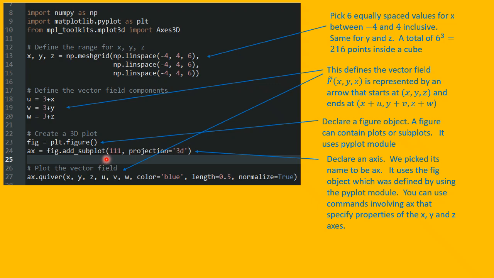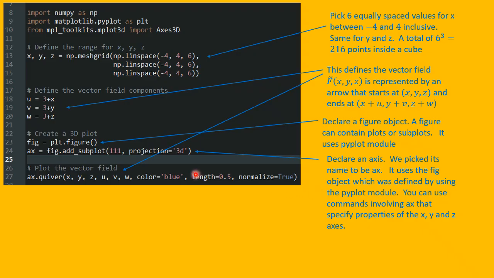So then, after we do all this, we're going to plot the vector field by using a vector function, which is actually a method for the object ax. And we'll explain what this function does later. But in any case, this fig command declares a figure object. It can contain plots or subplots, and as I mentioned, it uses the pyplot module. This line down here, ax equals that stuff, declares an axis. We picked its name to be ax. Could have used any name we want. It uses the fig object, which was defined by using the pyplot module.